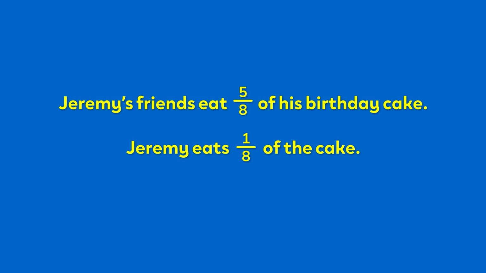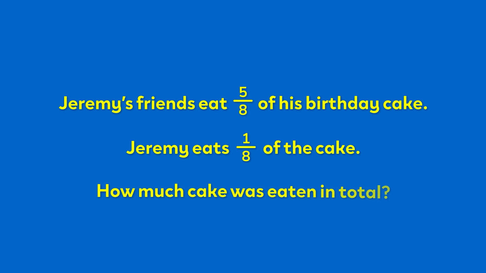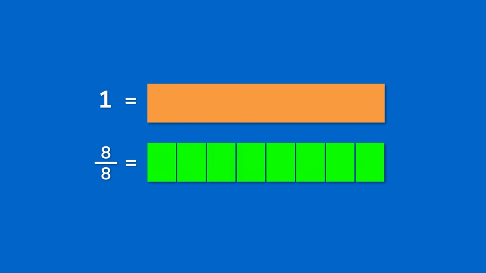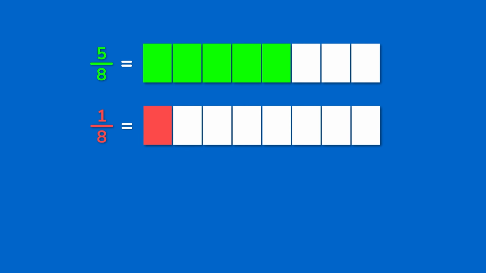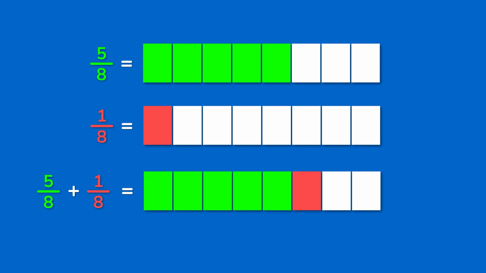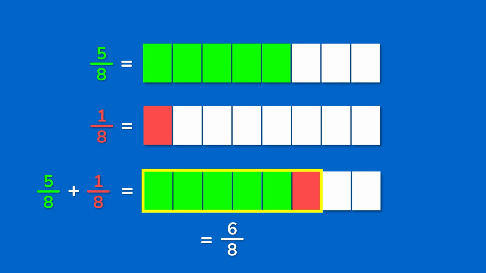Jeremy's friends eat 5/8 of his birthday cake, and Jeremy eats 1/8 of his birthday cake. How much of the cake was eaten in total? Since both fractions in this word problem are eighths, this is pretty easy. But still, let's start with a visual of the first key idea of using the same whole. We can use fraction bars or apps to help students see that 5/8 is literally 5 1/8 pieces. Direct their attention to the idea that having same-sized pieces makes writing the sum much easier.